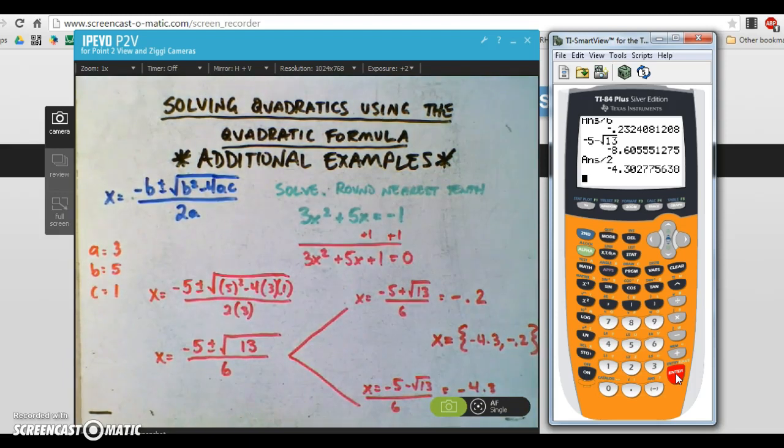So hopefully these examples help you out a little bit as far as understanding how to use the quadratic formula. Certainly you're going to get plenty of practice in class.